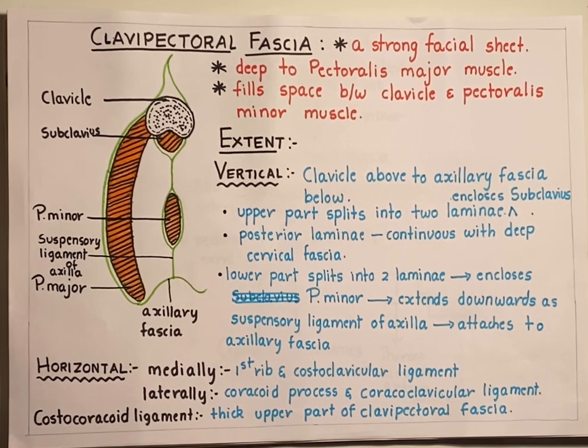In this video, we are going to learn about the clavipectoral fascia. While performing the dissection of the pectoral region, the very first layer which we come across is the skin. Below the skin, we have the superficial fascia along with the fatty tissue. Below the superficial fascia, you have the deep fascia.